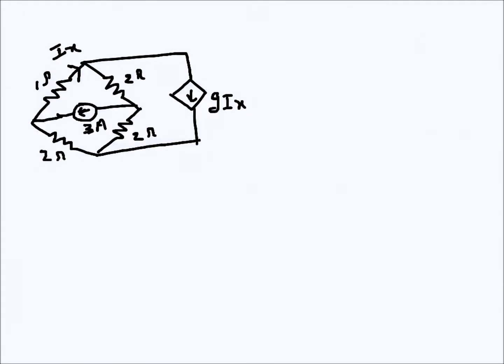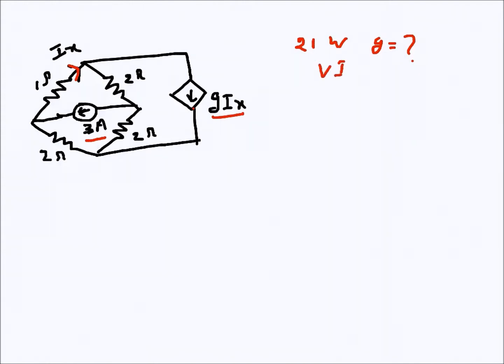It's given that the power delivered by this 3 ampere current source is 21 watt. This is the current Ix, and this is a controlled current source Gix. So we need to find the value of G. What is G? That's the question. So this power supplied by the current source is 21 watt.